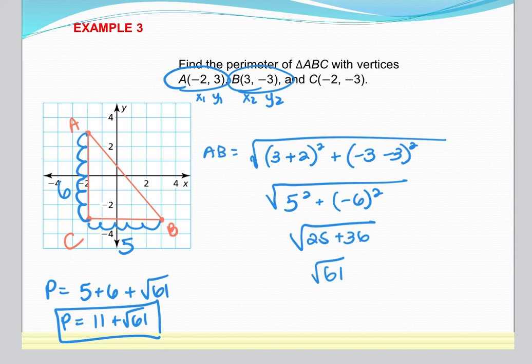If you were given the calculator and it asked you to find it to the nearest tenth, you would take the square root of 61 and then add it to 11 and round. But for homework purposes, keep it exact because that's how it would be on a test. Questions on that one?